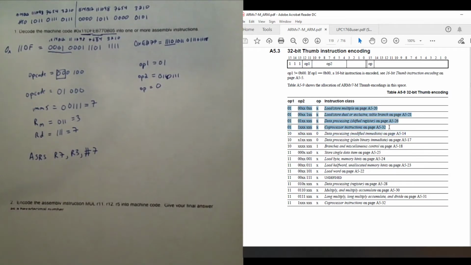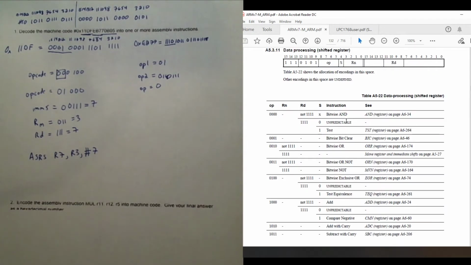So we have 0, 1 as our op1. That means it's one of these first 4 rows. Now I have to check to see what matches op2. And op2 is 0, 1, 1. So that matches only this 3rd row here: data processing shifted register, on page A5-26.